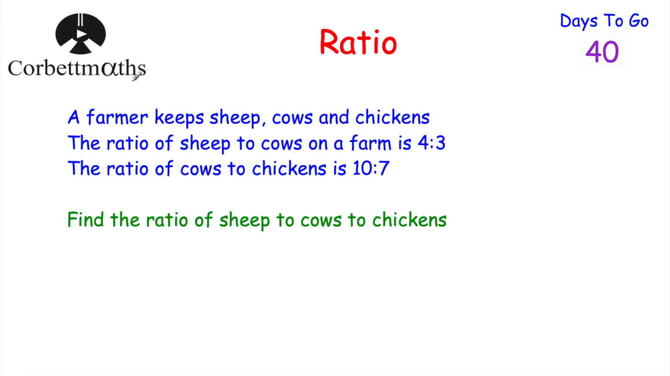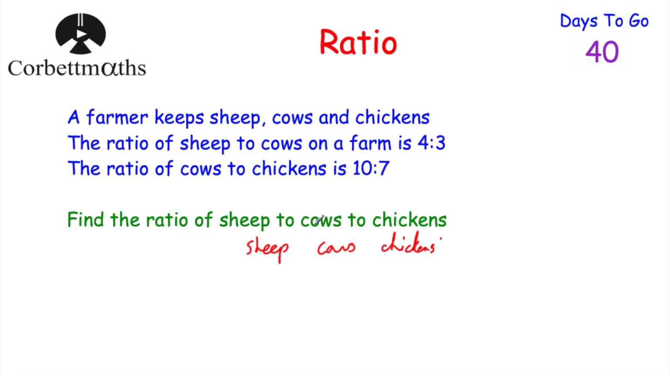Okay, now let's have a look at another type of ratio question. So this time we're told a farmer keeps sheep, cows and chickens, and the ratio of sheep to cows is 4 to 3, and the ratio of cows to chickens is 10 to 7. And the question says find the ratio of sheep to cows to chickens. So in this question we're given 2 different ratios, and then we're asked to find a ratio that combines both of those. So let's do that.